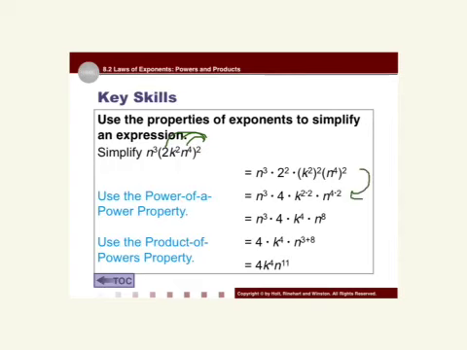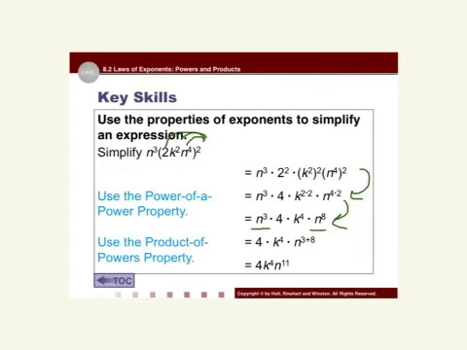So we can simplify 2 squared to be 4, k squared squared to be k to the fourth, and n to the fourth squared to be n to the eighth. We can then go ahead and simplify that by taking n to the third times n to the eighth. And if you think back to lesson 8.1, when we multiply with like bases, what do we do with our exponents? We add them. So our final answer is 4, k to the fourth, n to the 11th.